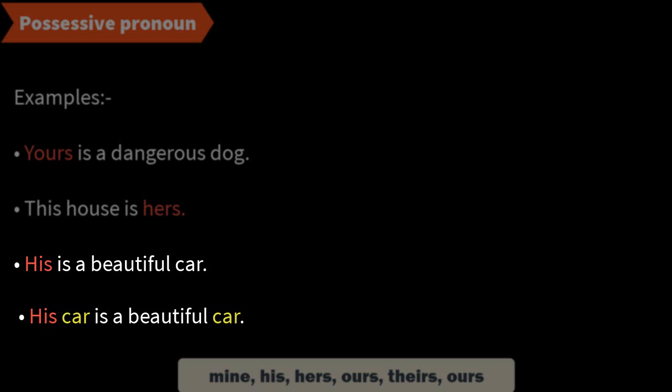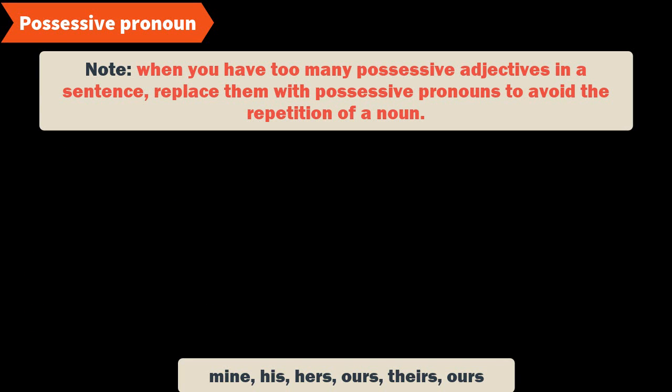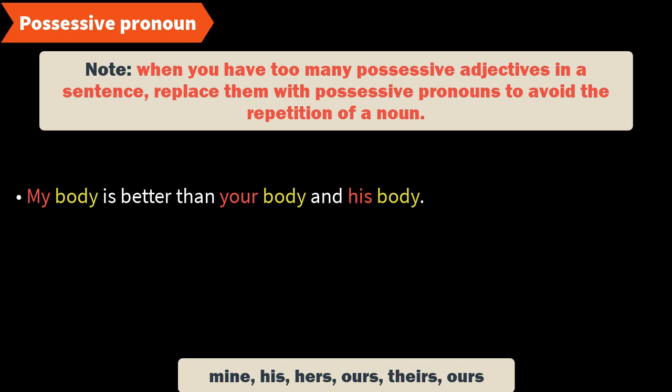So when you have too many possessive adjectives in a sentence, the sentence looks odd and repetitive. Now what you have to do in that case is replace the possessive adjectives with possessive pronouns. Not all of them. Just leave the first one intact and replace the rest of them. Let me show you an example and make you understand. If I simply say my body is better than your body and his body, now guys, there are so many bodies in this sentence. This sentence looks odd, though it is absolutely correct. Technically, grammatically, it is correct. But when I say that, it sounds weird, it sounds odd.